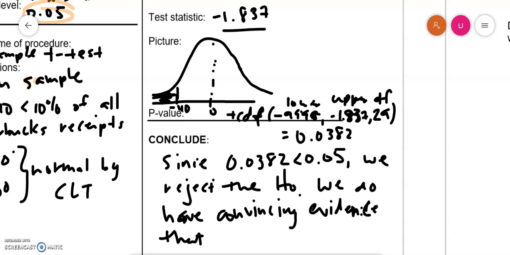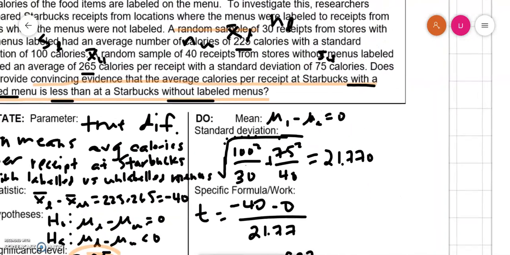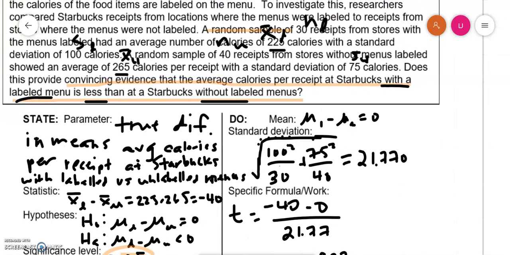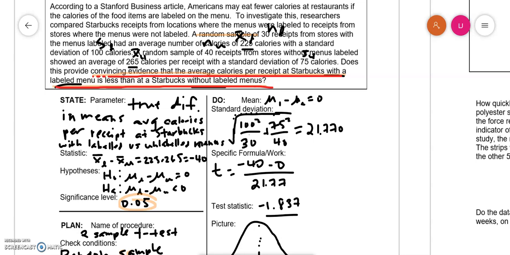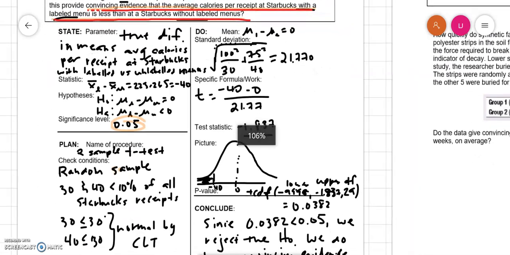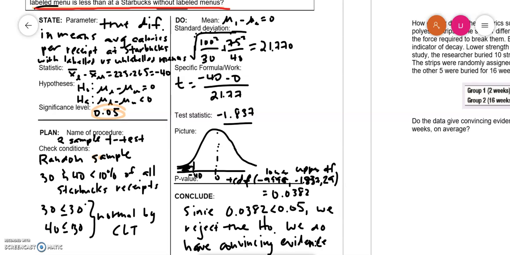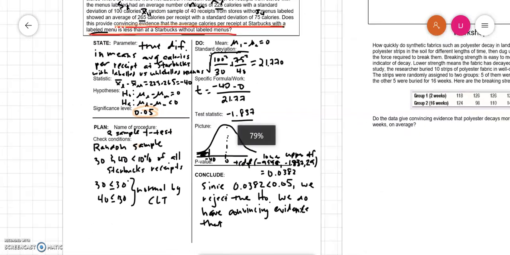And remember again, this is where you can basically copy the question. We do have convincing evidence, and basically this whole section that's been underlined in peach, I will underline it in red now. We have convincing evidence that the average calories per receipt at Starbucks with a labeled menu is less than that without. You can copy that into your conclusion. So I will draw an arrow here so I'm not wasting time in this video. But of course you will write it down.